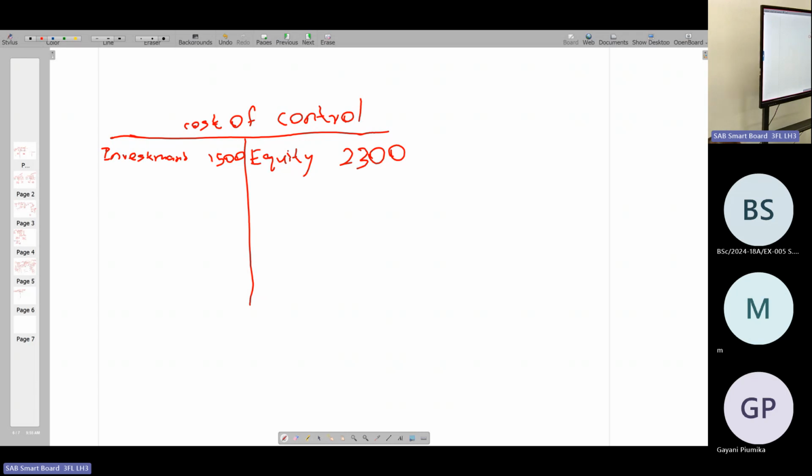It is 2,300. Yes, correct. Fair value of net asset has been given, right? Double entry. Fair value of NCI has been given, 250. Double entry. NCI credit, cost of control debit.